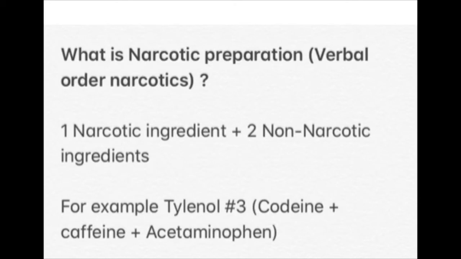So Tylenol number 3 is codeine plus caffeine plus acetaminophen. Codeine is a narcotic, caffeine is non-narcotic, acetaminophen is non-narcotic. So here is a combination of 1 plus 2 that makes a narcotic preparation. So that should be clear.